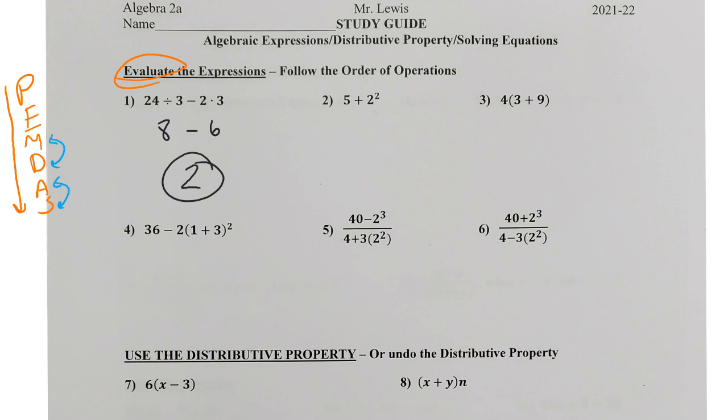Number 2, same exact thing. I see an exponent. I do the exponent before addition. So I have 5 plus 4. Now I can do my addition to get 9.